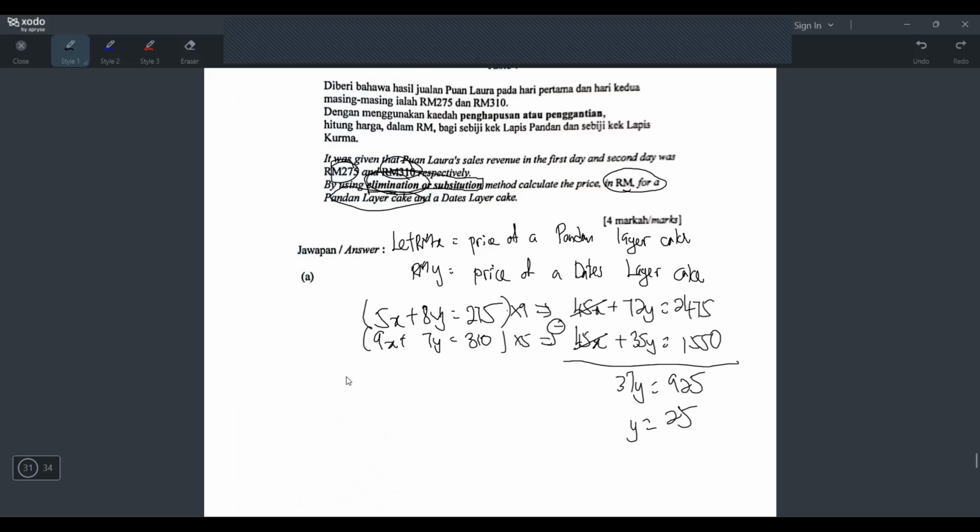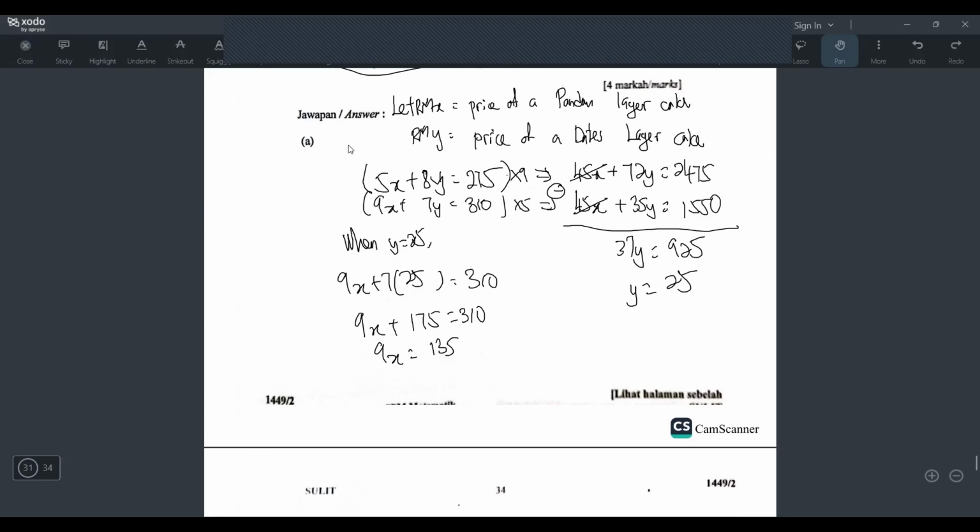And then how you get x? Just ganti masuk. When y equals 25, ganti into either one equation. Let's say I ganti the bawah one. 9x plus 7y equals to 310. Y is 25. So 9x plus 25 times 7, if I press, I get 175 equal to 310. So 9x equals to 310 minus answer. We get 135. And then divide 9. I will end up with 15. So the answer here for x is 15.